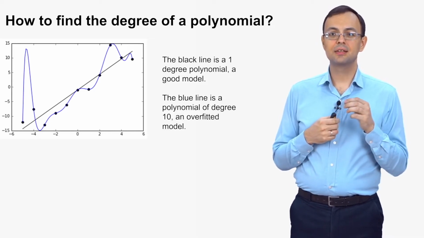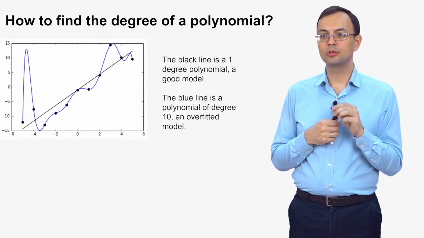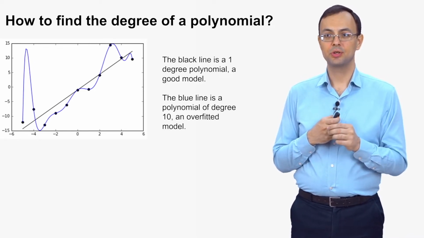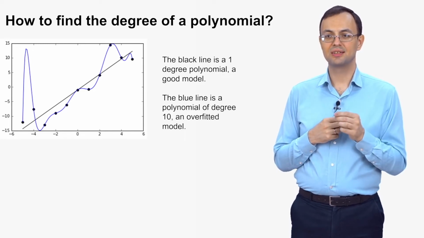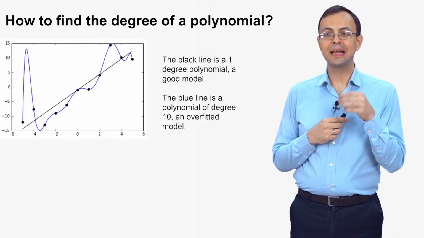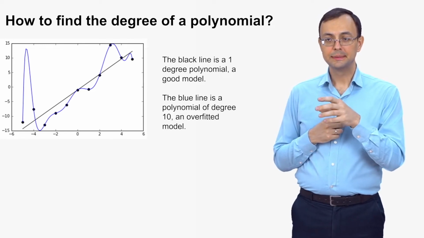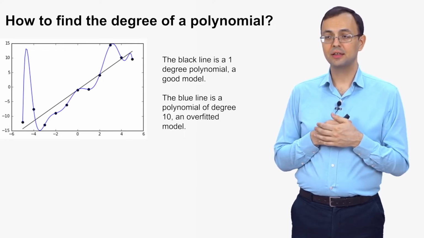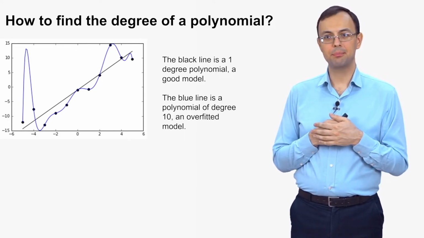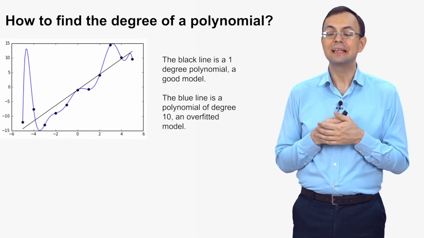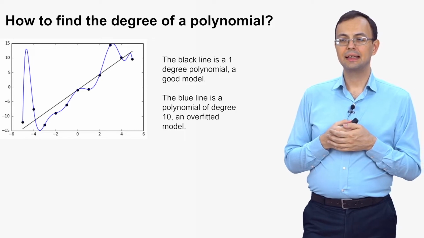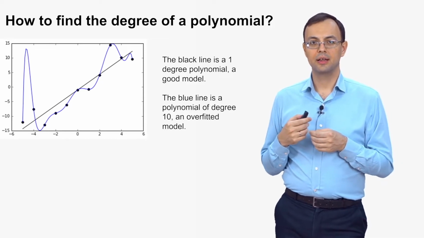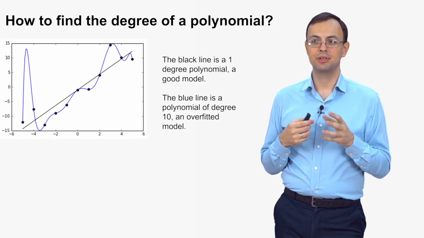Why? It describes our observations perfectly, but it is bad for prediction. If we use this model to predict y's for some other x's that are not part of our sample, of our observations, then it will show us something absolutely different from the real y. So this is overfitting. So how to find the optimal degree of a polynomial?